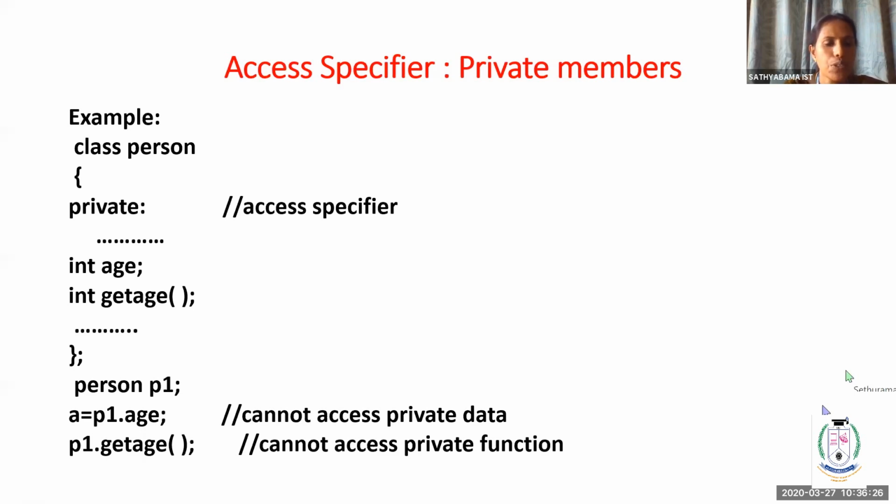So the private access specifier means we cannot access this data member as well as member function outside of the class. So it's totally illegal access. You cannot access the data member age.